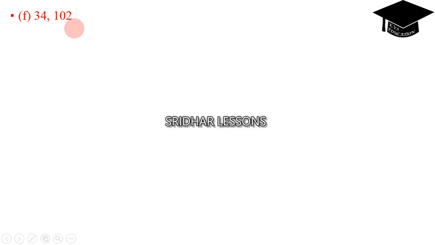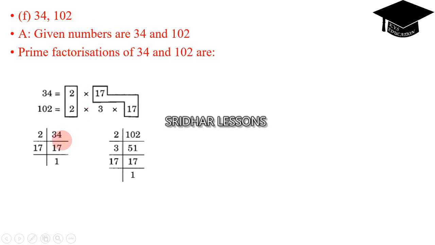Next numbers 34 and 102. For 34, 2 can be factorized as 17. 17 into 1 is 17. So factors of 34 are 2 into 17. And for the number 102, 2 into 51 is 102. 3 into 17 is 51. So 102 factors are 2 into 3 into 17.